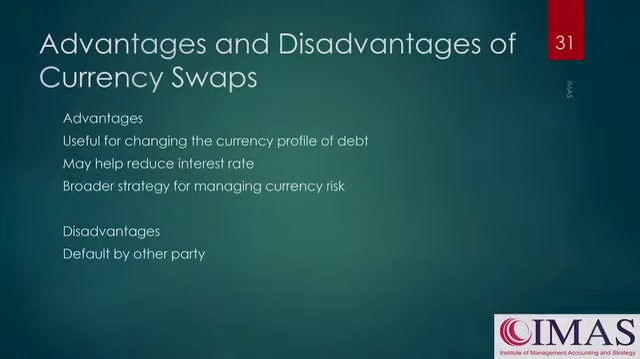Now on slide number 31, we're looking at advantages and disadvantages of currency swaps. The advantage is that it's useful for changing the currency profile of a debt, like how we noticed where a company had issued a euro bond, but then they could change that to a US dollar. And it may help reduce interest rates and is part of a broader strategy of managing currency risk. The disadvantage is default by the third party, which might be the bank. So the counterparty might be the bank. So that's it on our slide number 31. And we go to slide number 32.